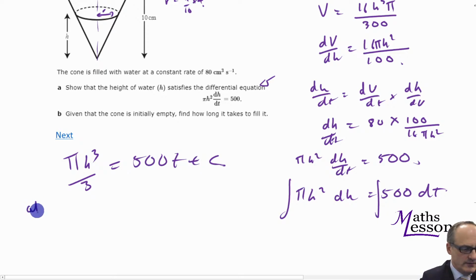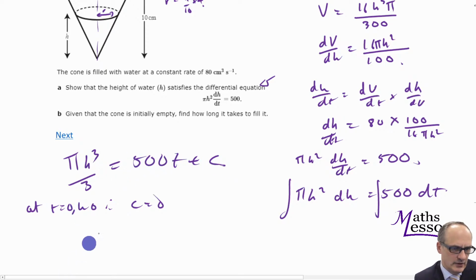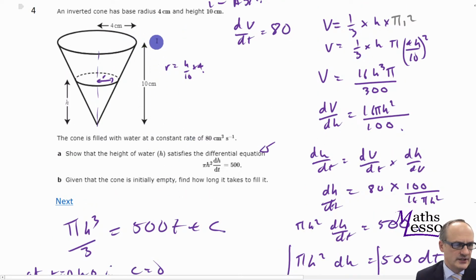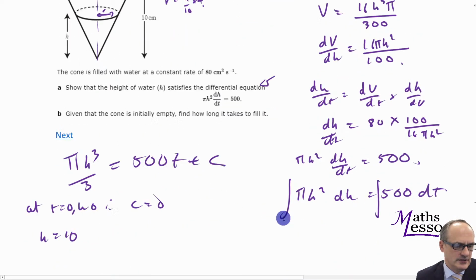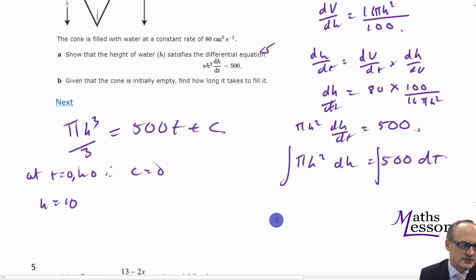Now we know that at t equals 0, h will equal 0, therefore c will equal 0. If you times anything by 0, you get 0. So we want to find out how long it takes to fill it. Well, it fills when h is equal to 10. If we look back at the question, we can see h is equal to 10 just here. So we're going to put h equal to 10.